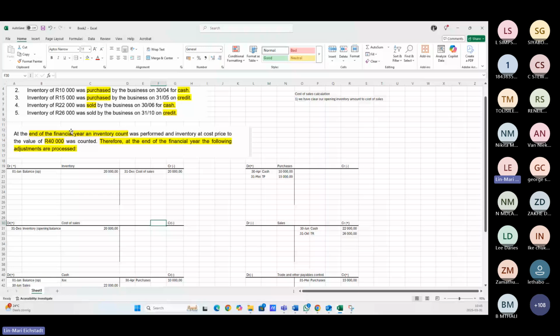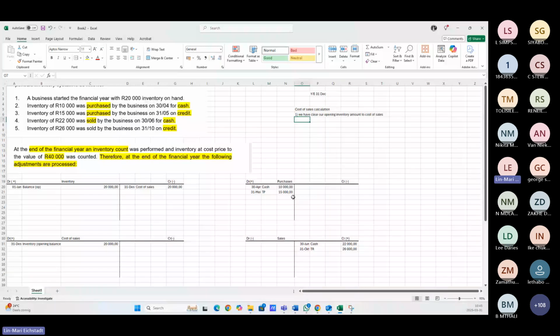Number two is that we have to clear our purchases account to our cost of sales account. So number two is we have to clear our purchases account.